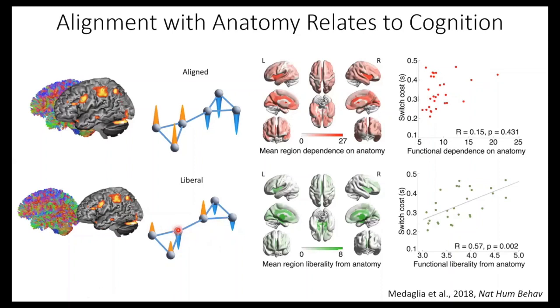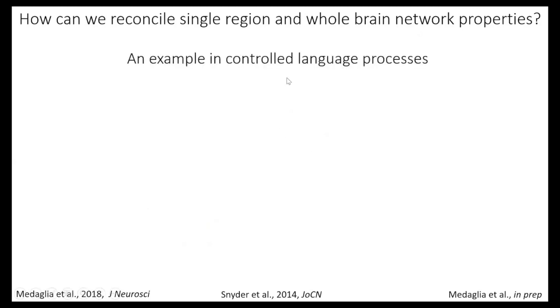We still have this problem of the figure and the ground. Where should I look in this network? So you can find a compromise where you say, well, how can I look at a single region in the context of the whole brain network properties? I'll just give you one example for how I'm thinking about that in controlled language processes.